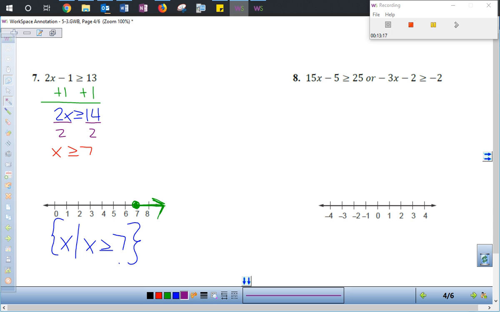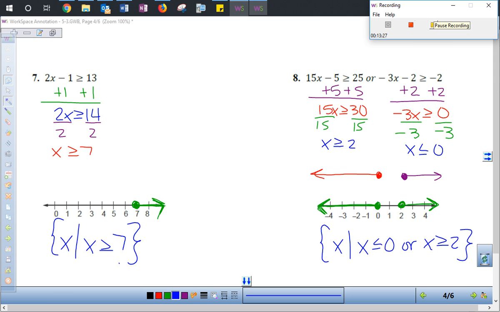Alright, on number 8, I would like you to pause the video and do the entire problem on your own. Okay, hopefully when you solved the first one, you got x is greater than or equal to 2, and the second one, x is less than or equal to 0. You graph your helper graphs and notice that this is an or inequality, so we bring them both straight down, and we're left with the set of all x's such that x is less than or equal to 0, or x is greater than or equal to 2.